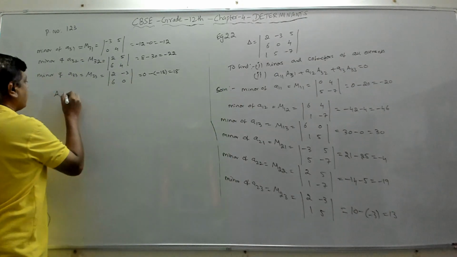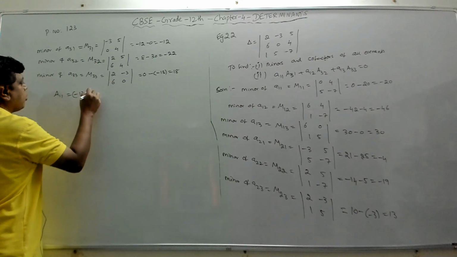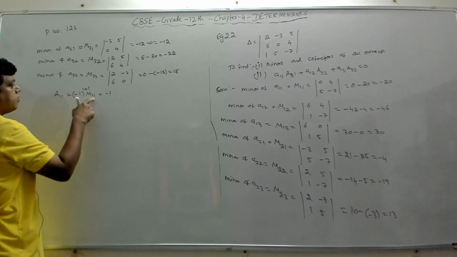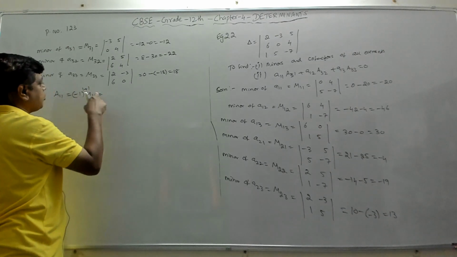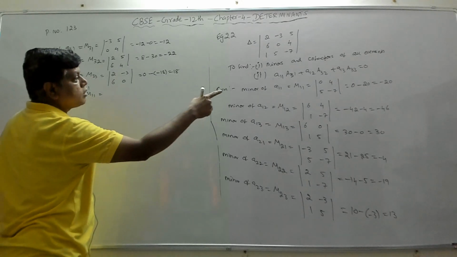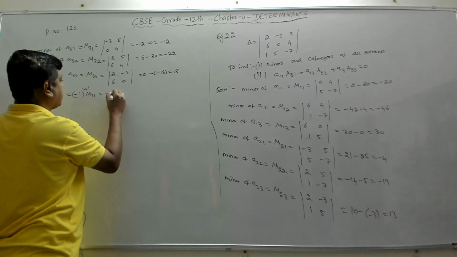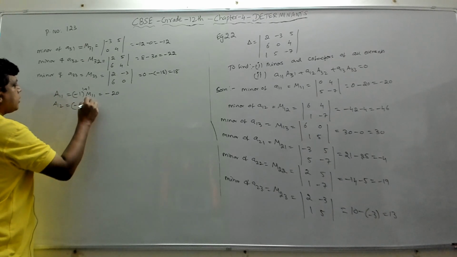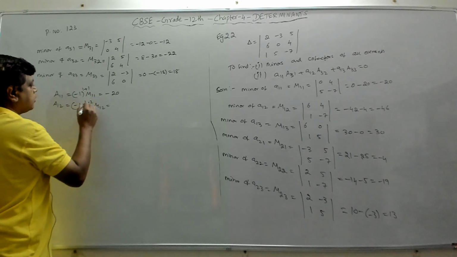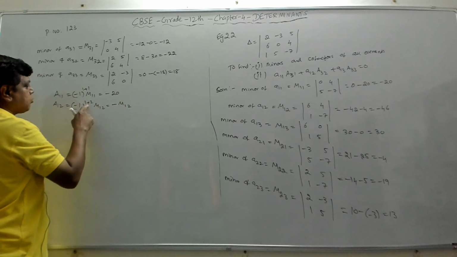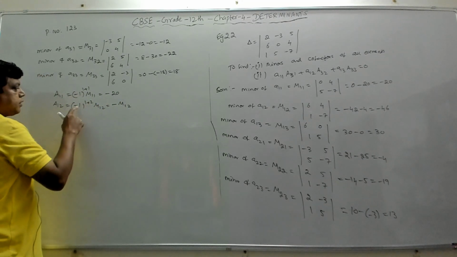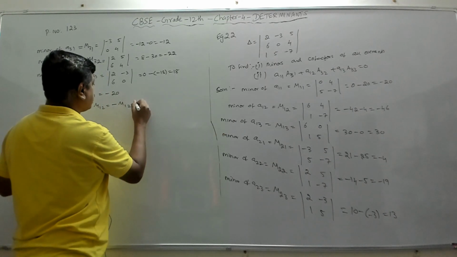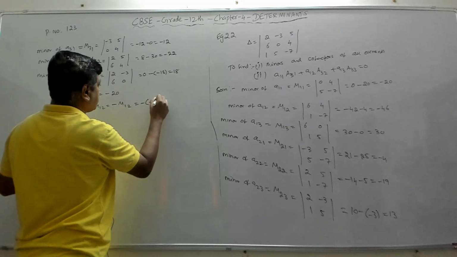So A11 is minus 1 power 1 plus 1 of M11. That is equal to minus 1 power 1 plus 1 is 1. M11 is how much? Minus 20. So A12 is minus 1 power 1 plus 2 M12. That is minus M12, because minus 1 power 3 is minus 1. M12 is minus 46. Minus of minus 46, which is 46.